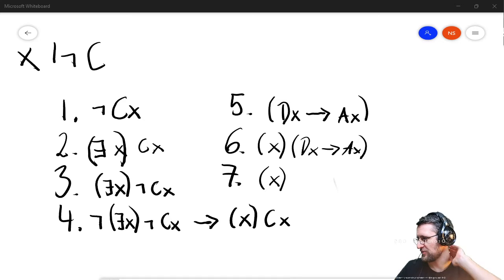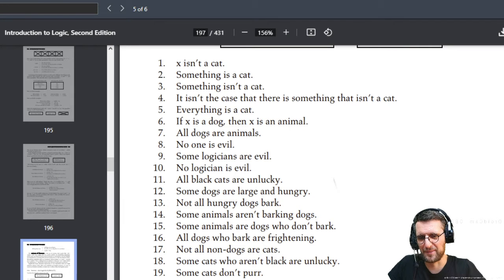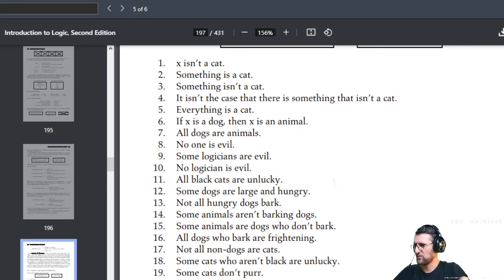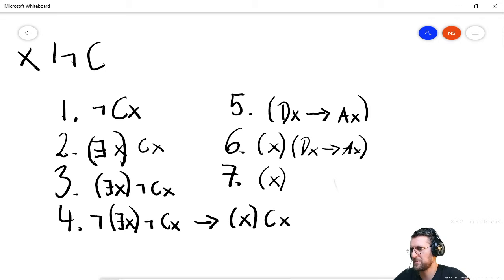So unfortunately, they have no solutions for the other ones, especially for if X is a dog, then X is an animal, right? I should give them names here. They don't have the solution here, but they have number 10. So let's do number 10 very quickly. Number 10 says no logician is evil. So let's at least finish with number 10 here.